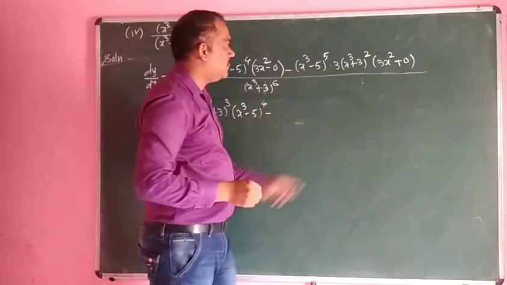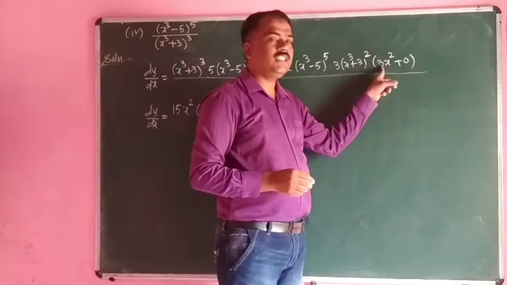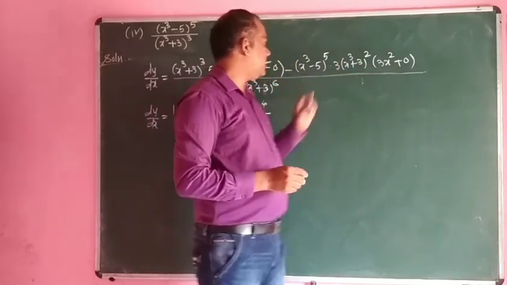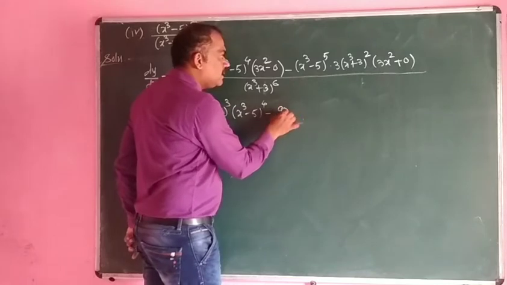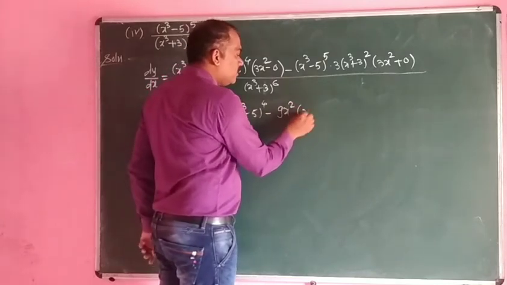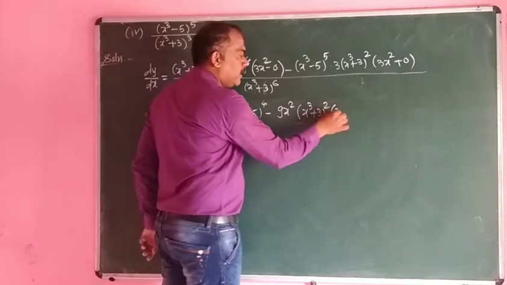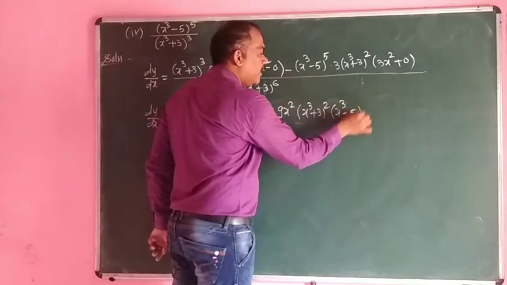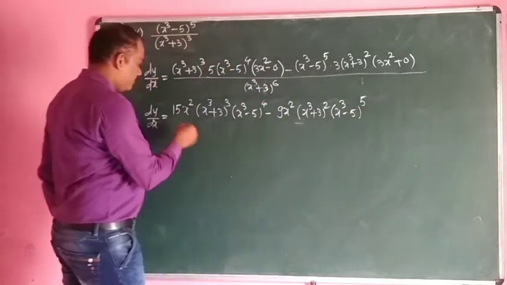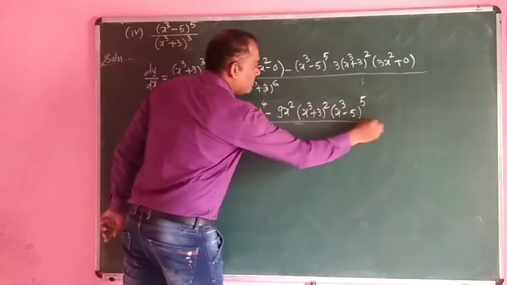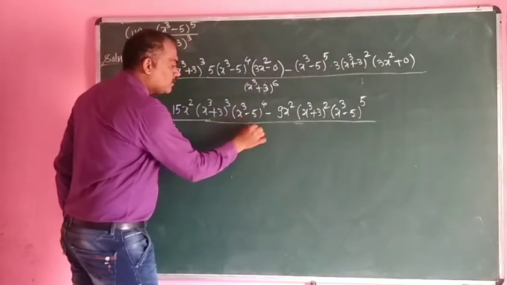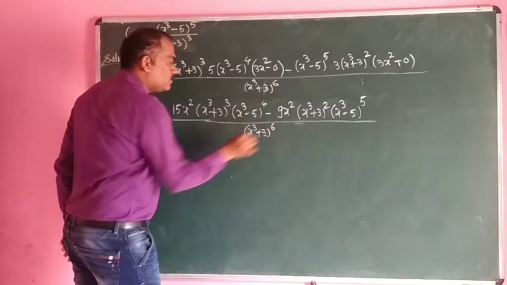minus, here again 3x square plus 0, that is 3x square into 3, that is 9x square, minus 9x square into (x cube plus 3) bracket square into (x cube minus 5) bracket raised to 5, whole divided by (x cube plus 3) raised to 6.